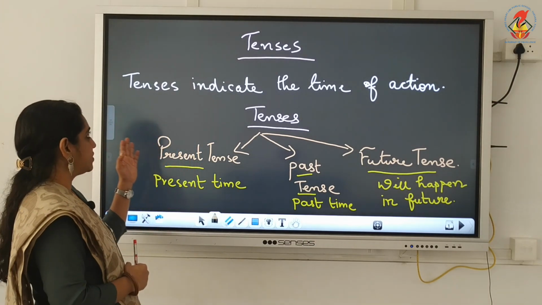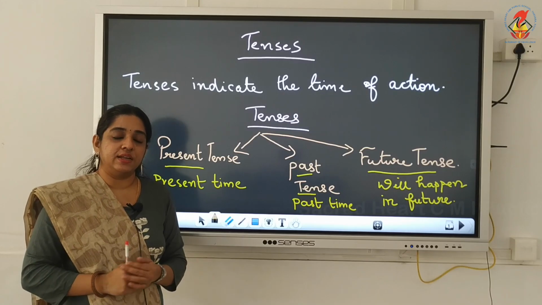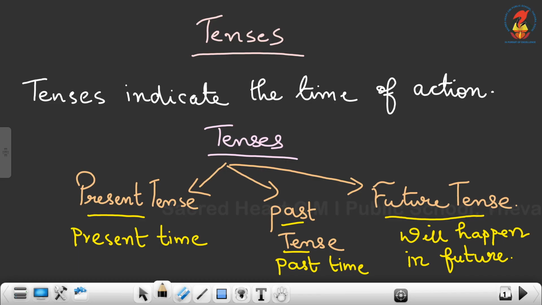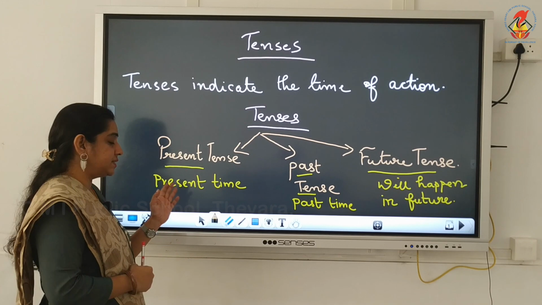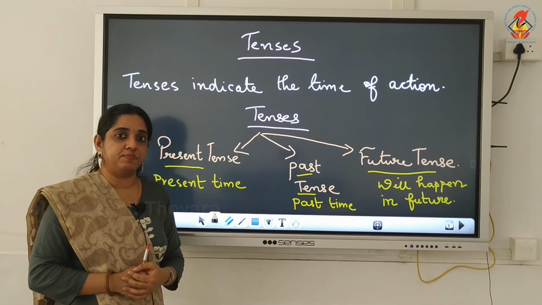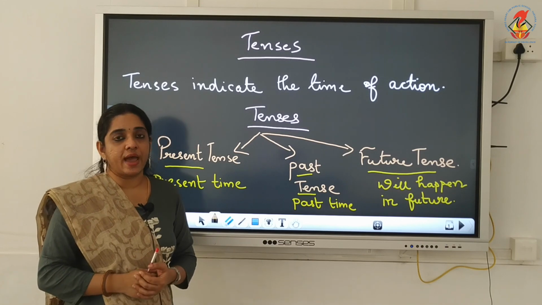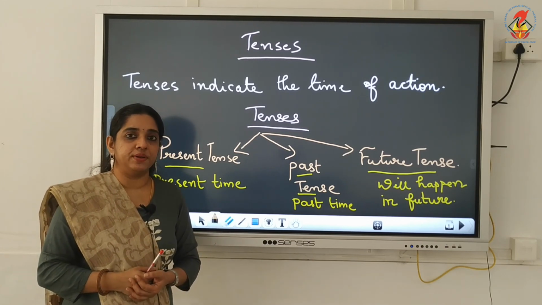So, see here children, tenses indicate the time of action. You might have studied in your smaller classes, is it? There are three major tenses, which are they? Present tense, past tense and future tense. These are the three tenses. What do you mean by present tense? Present tense means action which is happening at present time. Past tense means something which had already happened, and future means something that is going to happen.